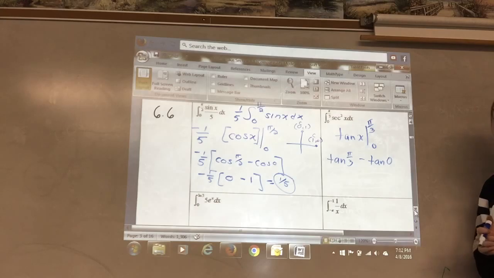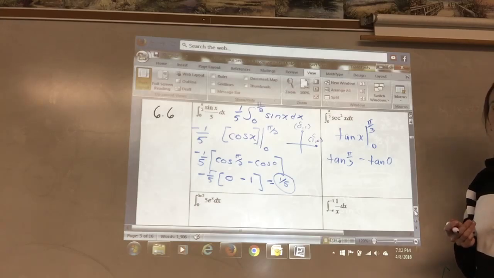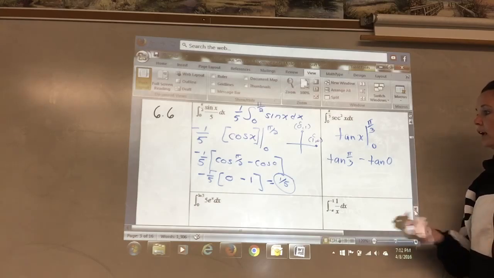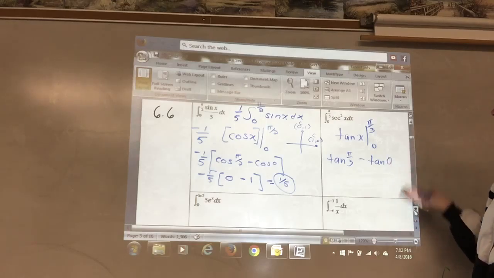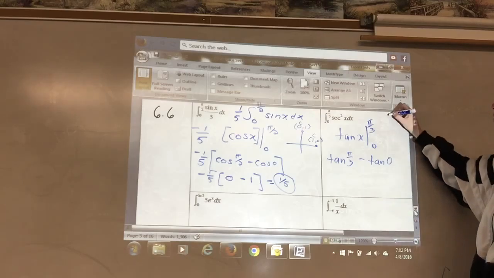Okay, so just again, people who are good at trig, this is no problem. People who are shaky, you'll just have to try to get yourself back in the game here with this trig stuff.